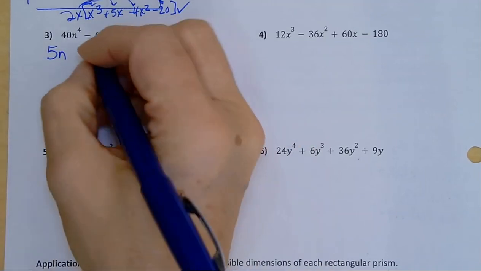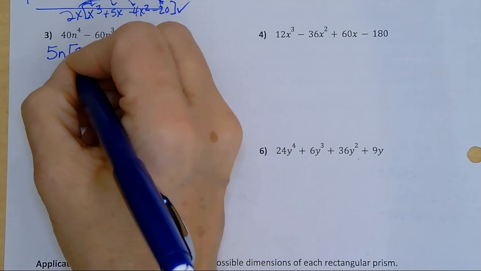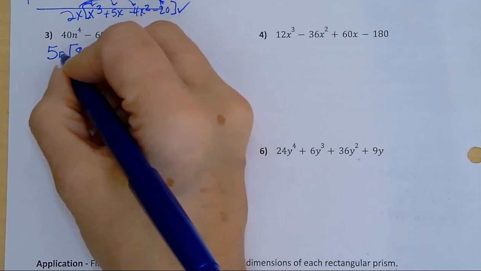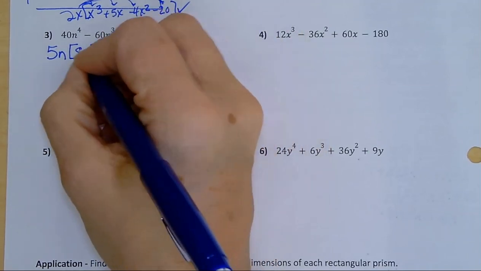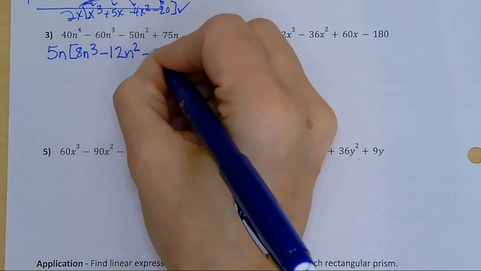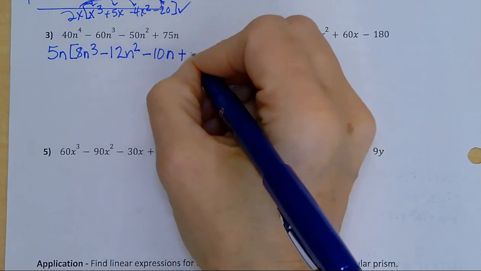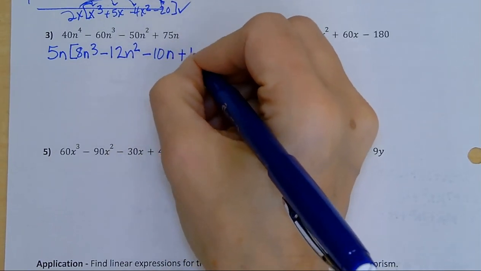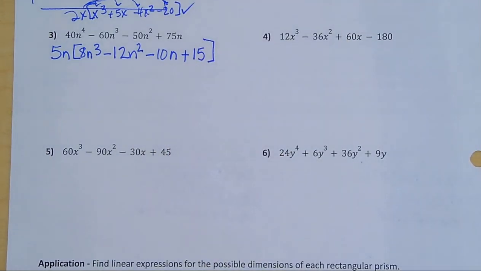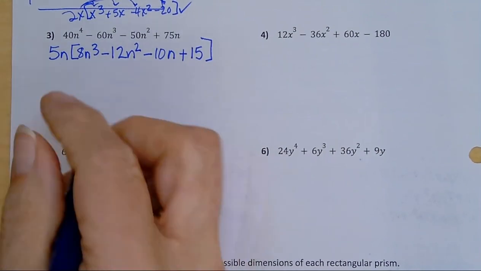I hope that's enough. That leaves me with 8 times 5 is 40, yeah, 8n cubed minus 5 goes into 60 one time, 12, sorry, 12n squared, minus 10n plus 5 goes into 75 one time, 15, just like so. Boy, I hope I factored that right. Crazy. It feels too easy compared to some of them.